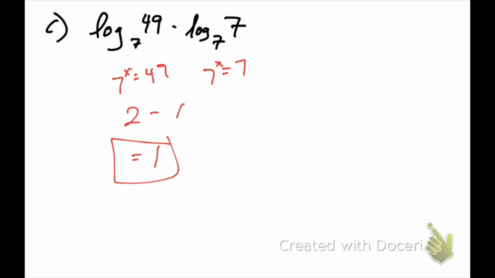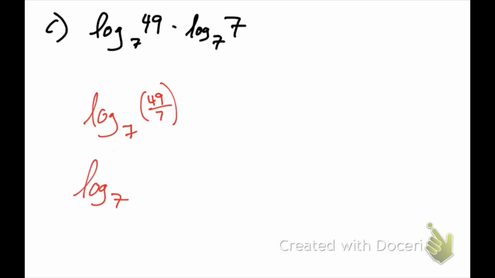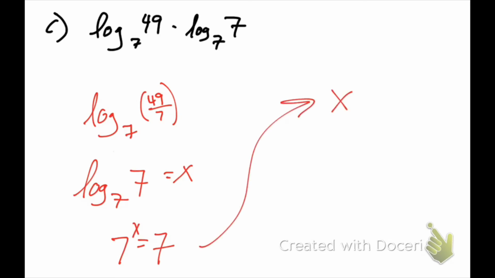You could do it that way. Solve each individually. But if it asks you to write as a single logarithm, you get log base 7 of 49 divided by 7. So log base 7 of 7. Set it equal to x, recycle, and you get x is equal to 1. So obviously with these, it's pretty easy to do each individually, but we'll look at some that are more complex that actually makes it a lot easier to write as a single logarithm.